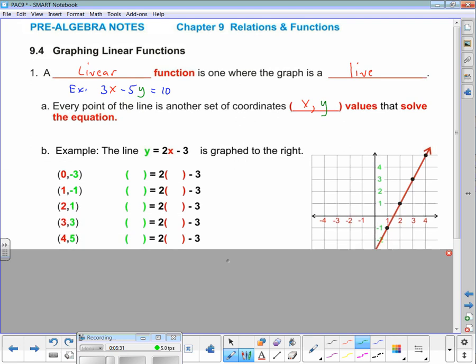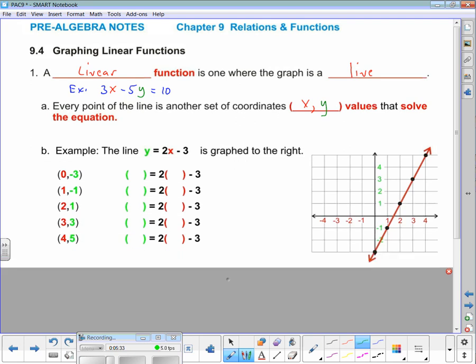All right, so, for example, I've got a line here to the right, and you can see it on your graph there. I've highlighted some points here. So let's take a look at this first point right here. See that bottom point? That bottom point has an x coordinate of 0 and a y coordinate of -3. Go ahead and take your red there and put a red 0 in for the x.